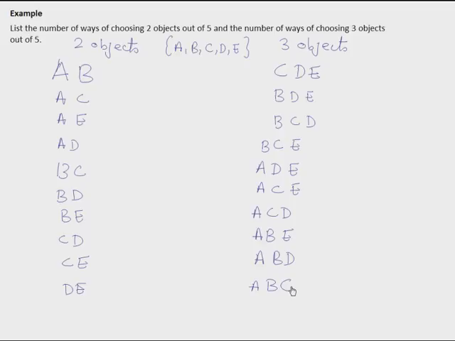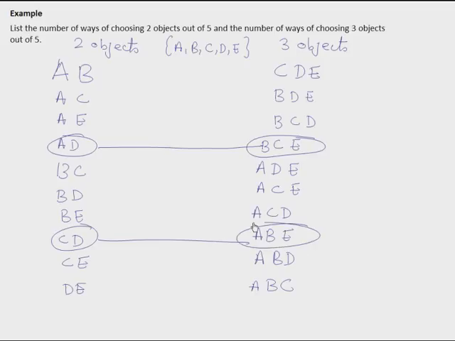So this seemingly random behavior on my part actually has something behind it. So I've split the set of 5 objects into 2 objects and 3 objects. So when I pick A, B, what I'm left with is C, D, E. So that's the 3 objects I've chosen. Actually, I haven't chosen them. They got left behind when I chose A and B. Similarly, when I chose A, D, what got left behind was B, C, E. Similarly, when I chose C, D, what got left behind was A, B, E.